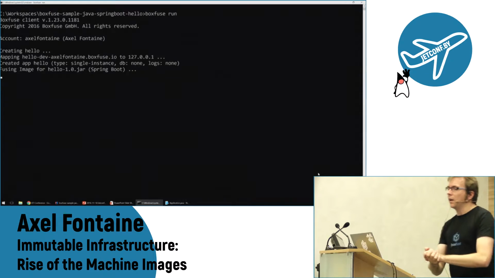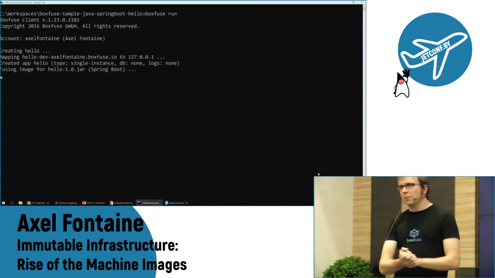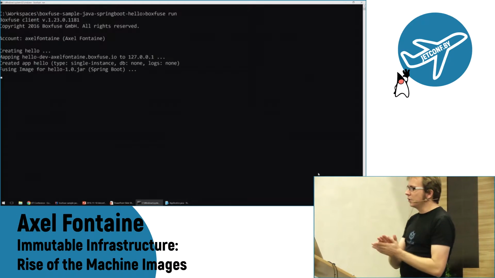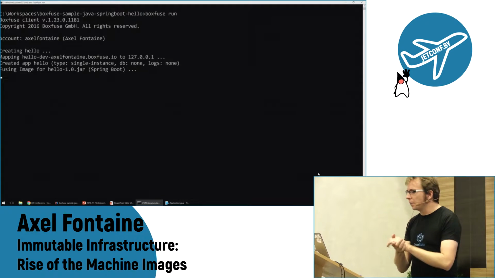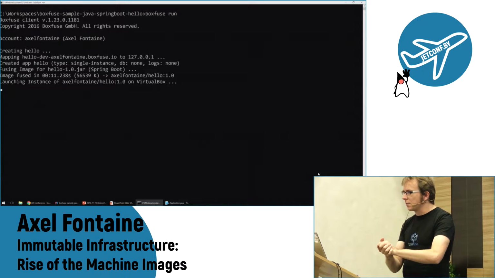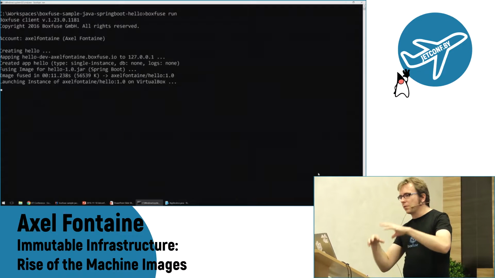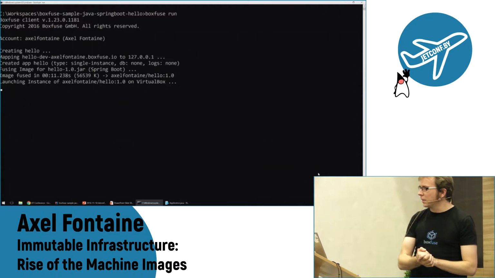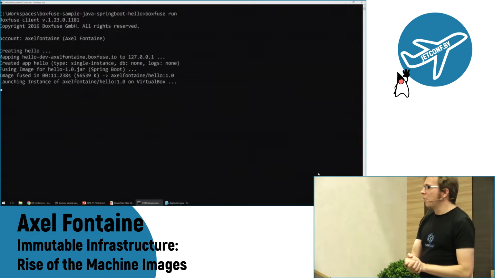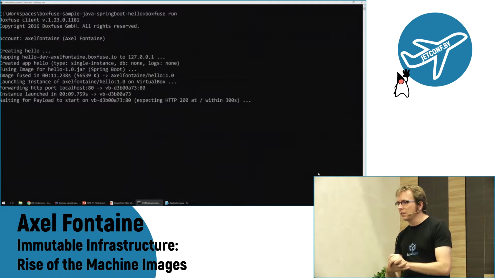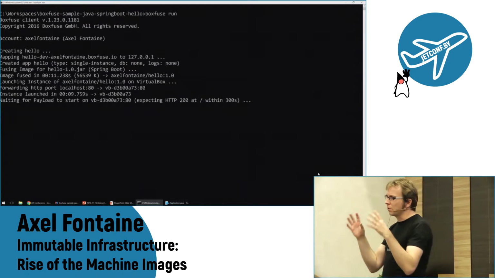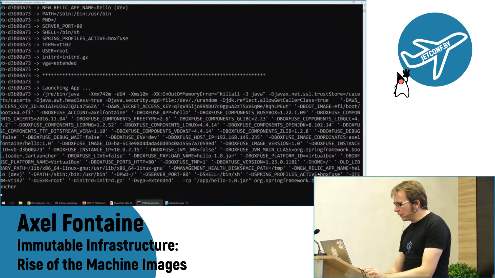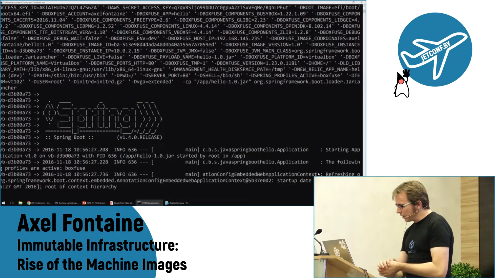Okay, so we've discovered that we're in a Maven project structure. We looked in the target directory. We found that we had a jar file that existed there. We've discovered that it was of type Spring Boot. We've created an image for it, and we are now launching an instance of that image on VirtualBox. So we also discovered that we needed one port for that, and we forwarded that port. So this is just booting.